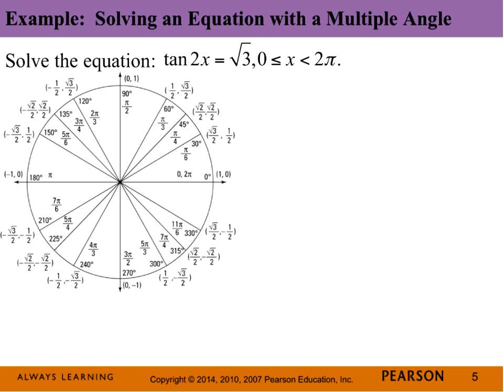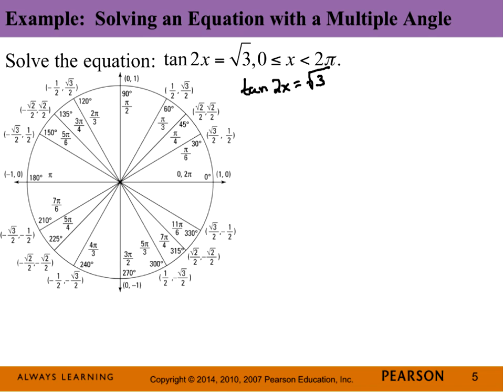Okay, so this one's a little more involved than that first one was, but it's not too bad. We'll take a look. So we're given that the tangent of 2x is equal to the square root of 3.